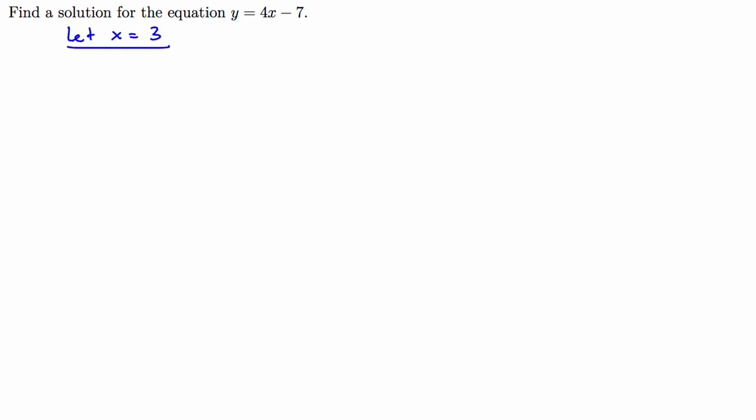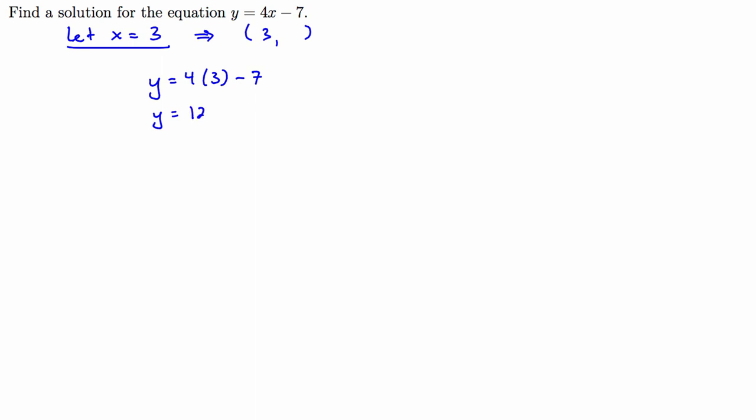So by doing this, I've already started to set up my solution: it is going to be 3 comma something. What I need to do now is find the corresponding y-coordinate that will be a solution for this equation. I will go back to the equation we're trying to find a solution for, y equals 4x minus 7. I will use the fact that I arbitrarily chose x to be 3, and I'll substitute that 3 in for the x. And you'll notice once I do that, we now have the statement y equals 4 times 3 minus 7.